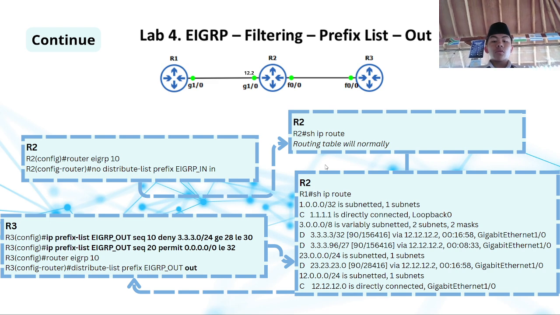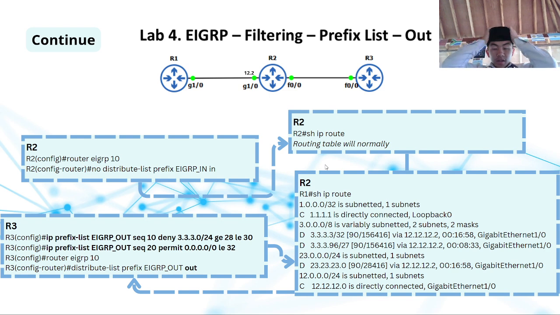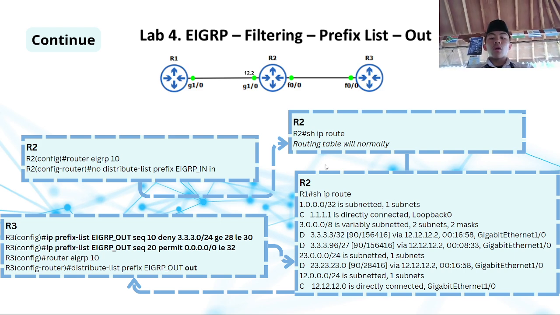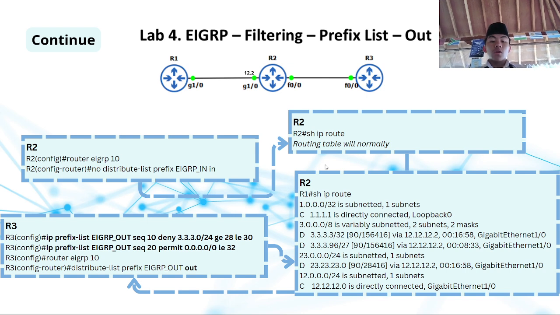The purpose of this lab is to control what routes are advertised from router 3 to router 2 using a prefix list. In other words, we want to block some specific routes so they do not appear in router 2 and router 1 routing tables. Step 2 is configuration on router 3.